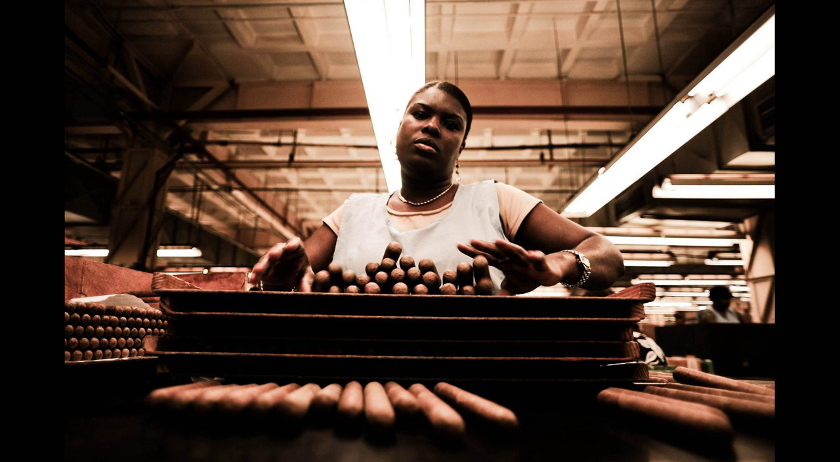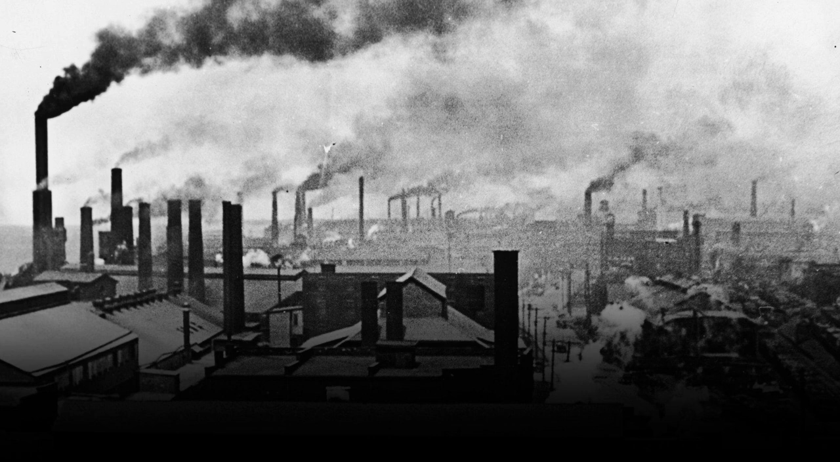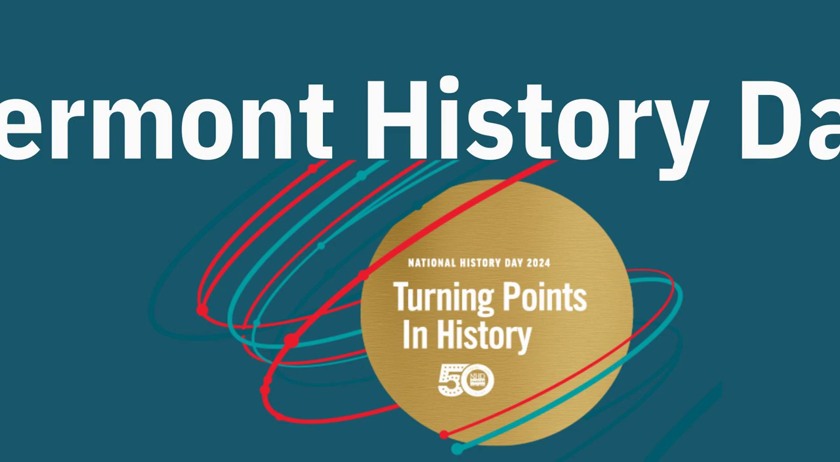Imagine a world where everything was done by hand, where goods were produced slowly and at a high cost. Now picture a time when everything changed, when machines took over and transformed the way we live and work. In this video, we will explore the fascinating story of the Industrial Revolution and its profound impact on the economy. Get ready to uncover the secrets behind one of the most significant turning points in history.